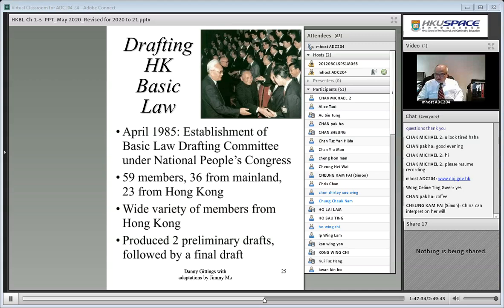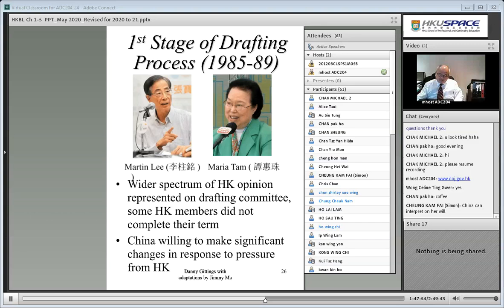There are 59 members, 36 from the mainland and 23 from Hong Kong. They are from different backgrounds, a wide variety of members. And before 1990, they had produced two drafts. The first stage, we say, is 85 to 89, and we saw the picture of two well-known politicians. One is Martin Lee, the other is Maria Tam.